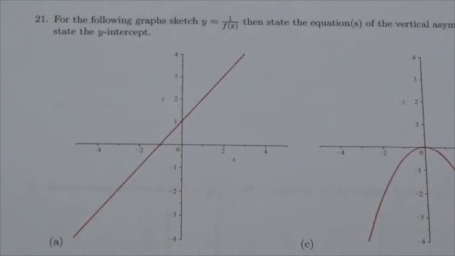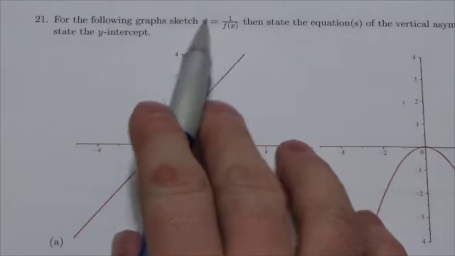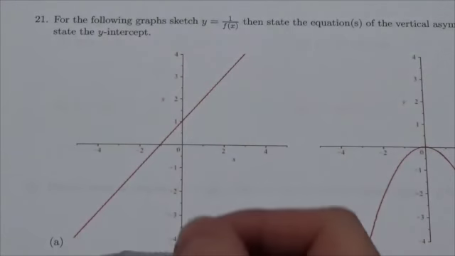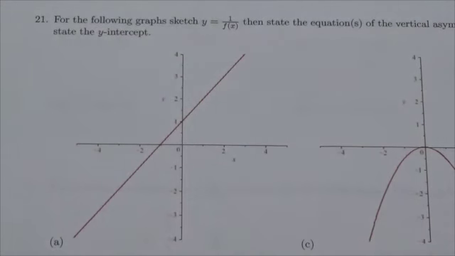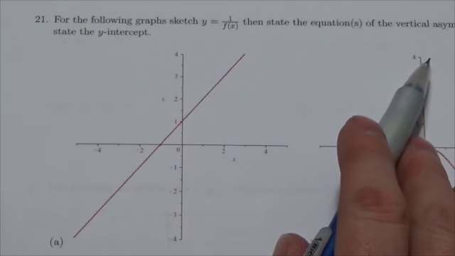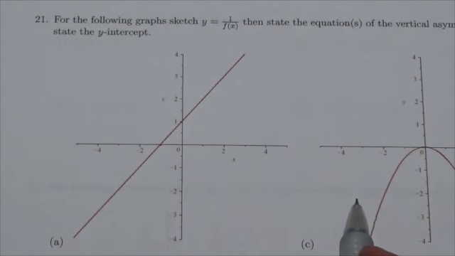All right, question 21a here. So we're gonna sketch the graphs of y equals 1 over f of x, given that this is our function here. And then we're going to state the equation of the vertical asymptotes and the y-intercept.